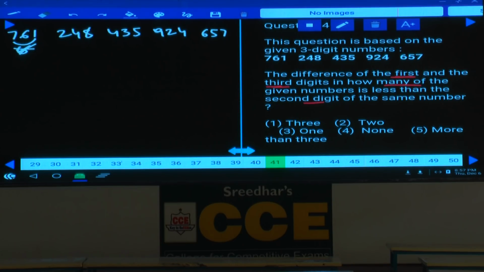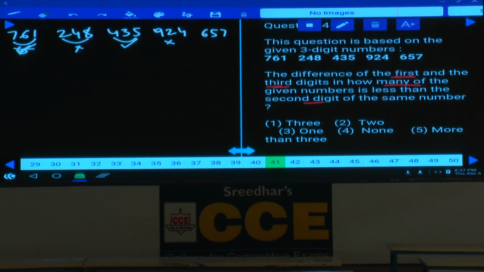Next one, 248. If you observe here, the difference between 8 and 2 is how much? 6. Is this 6 lesser than the second digit? No, it is more than the second digit 4. The difference is 6, hence it is not lesser. Now in 435, 5 minus 4 is how much? 1. Is this 1 lesser than the second digit? 1 is lesser than 3, hence 435 is one such number. The next one, 9 and 4, the difference is 5. This difference is not lesser than 2. This is also ruled out.